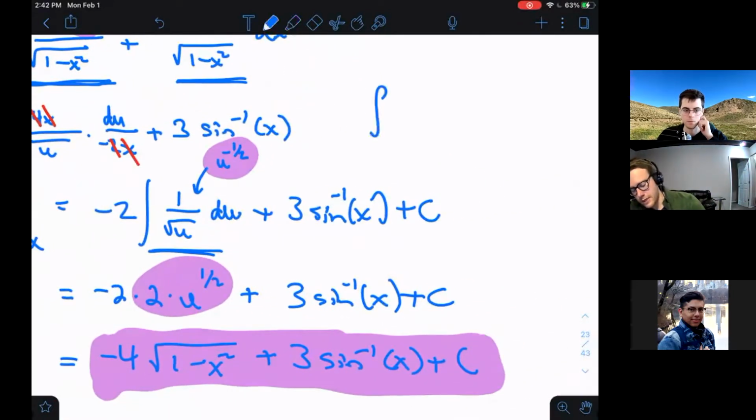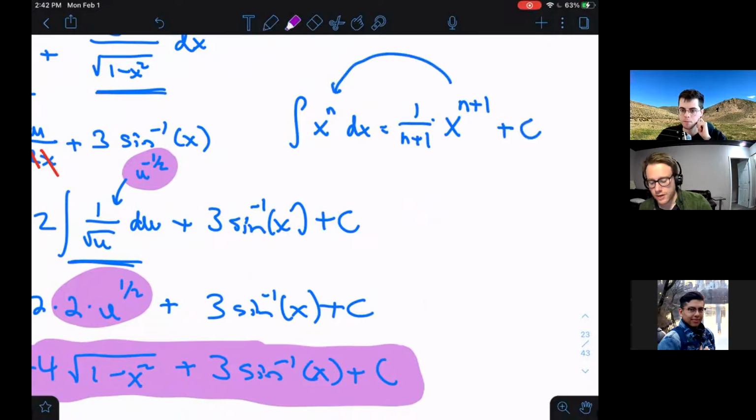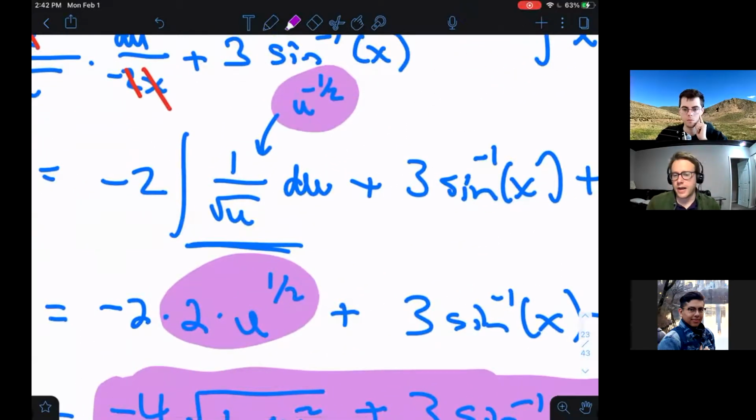One way to see this: if you want to integrate x to the n dx, then you have to raise your power by 1, and then you multiply by the reciprocal of your new power, right? Remember, this is supposed to be an antiderivative, so if you take the derivative of this, you should get back to where you started. The n plus 1 in the exponent comes down and cancels with this. That's why that's needed. And so we applied just this rule, the power rule for antiderivatives, to our u to the negative 1/2. We raised our exponent by 1, and then multiplied by the reciprocal of our new exponent. If you take the derivative of this, you get back to u to the negative 1/2.